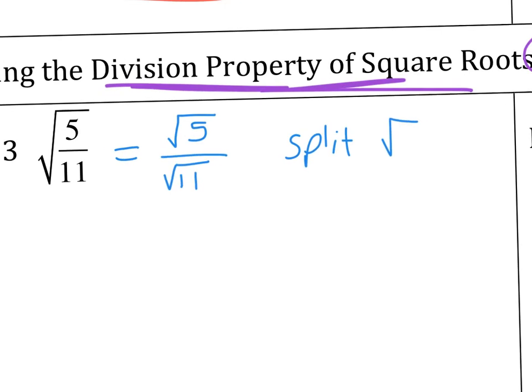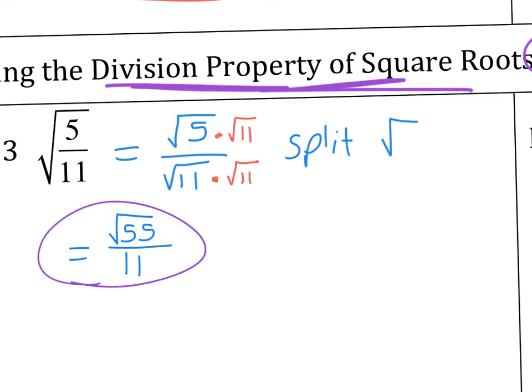So how do we rationalize this right here? You look at the denominator and multiply by itself. Now remember with fractions, whatever I do to the denominator, I need to do to the numerator right there. So what happens with the numerator? I get radical 55, and in the denominator, I get 11. And that is my answer.